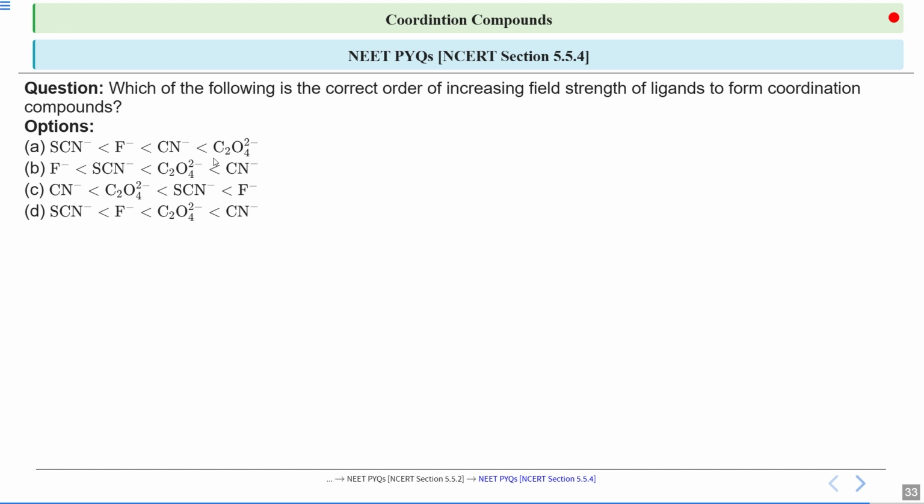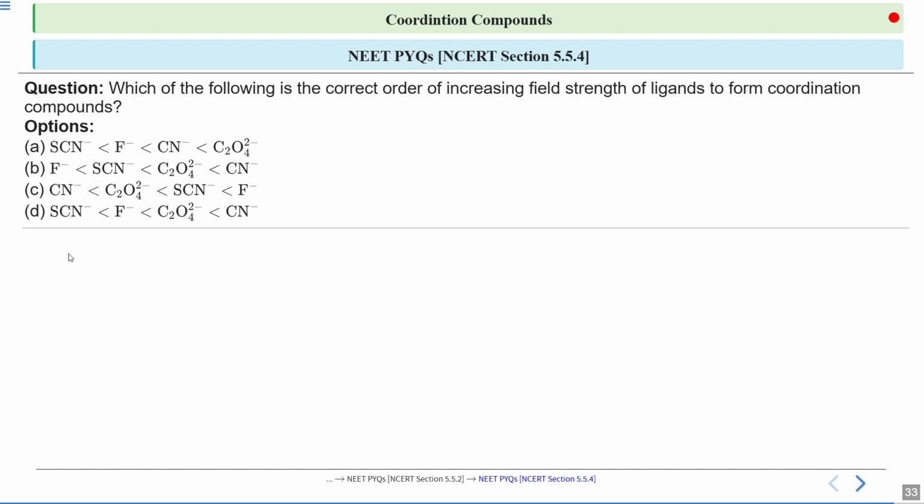Options are: highest field strength is for C2O4 2− oxalate, then cyanide, then fluoride, then SCN−; or CN− having highest, then C2O4 2−, then SCN−, then fluoride ion; or fluoride ion having highest field strength, then SCN−, then C2O4 2−, then CN−; or cyanide ion is having highest field strength and then C2O4 2−, then F−, then SCN−.